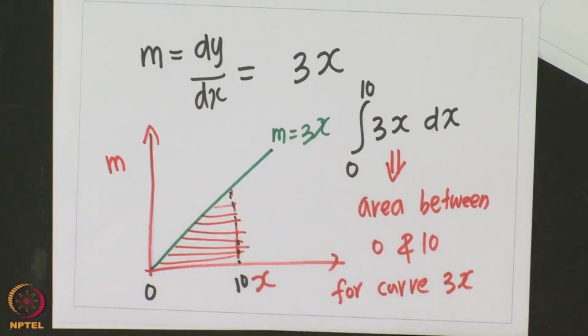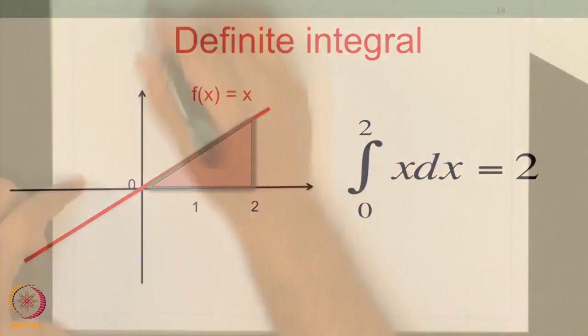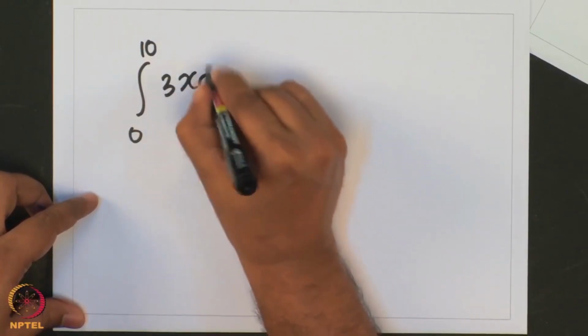So let us look at another function. You have f of x equal to x, and if I calculate this area, the integral from 0 to 2 of x dx, we can do this calculation, and this will turn out to be 2. So now how do we do this? We can also do this as a definite integral. In one case we wanted the integral from 0 to 10 of 3x dx.